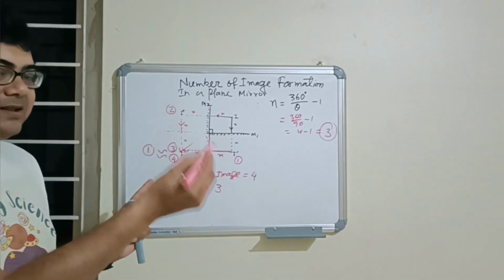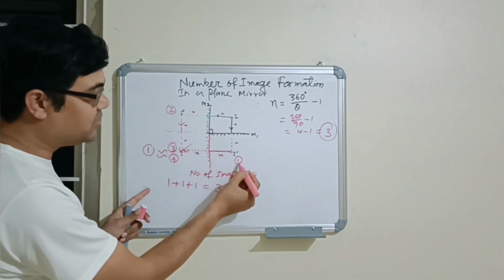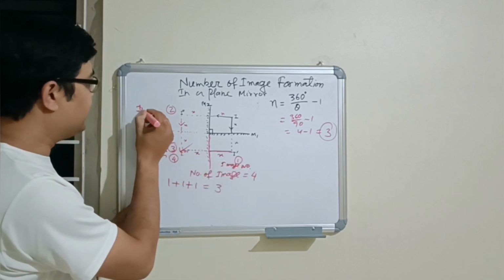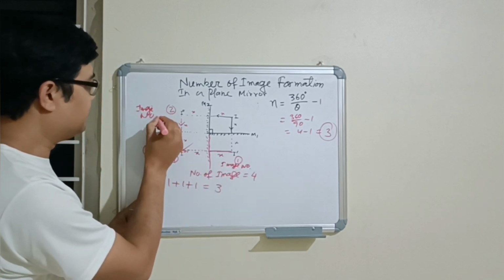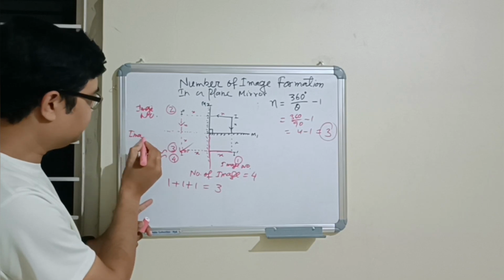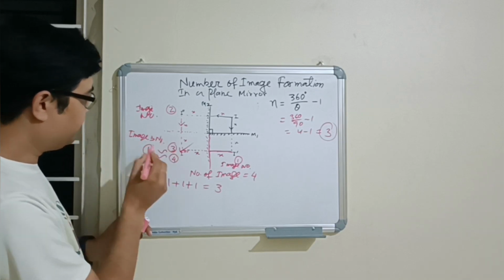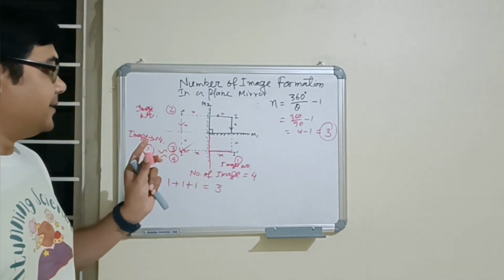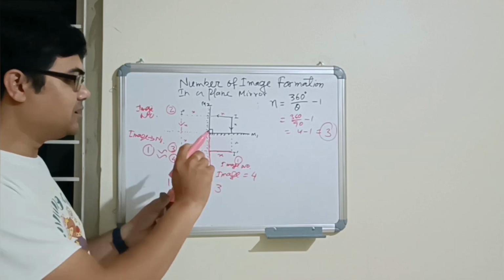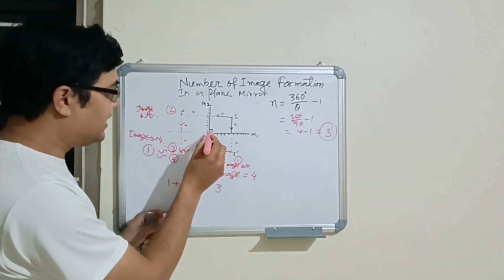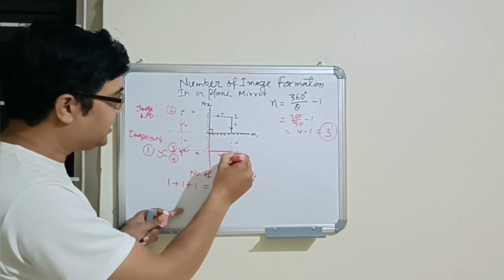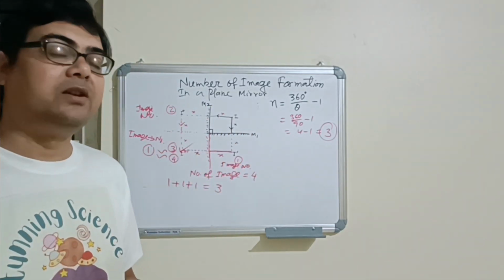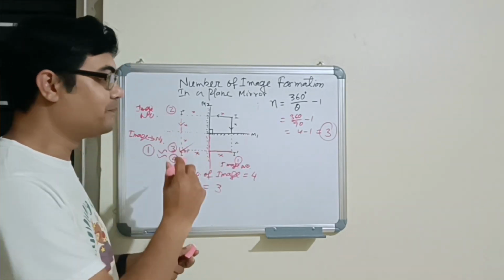So this is the image number 1, image number 2, and image number 3. So 1 plus 1 plus 1 is equal to 3. Now if you want to verify, just take a pencil and compass, and if you make a circle, exactly it will be a perfect circle. So again it can be verified that all distances are equal.